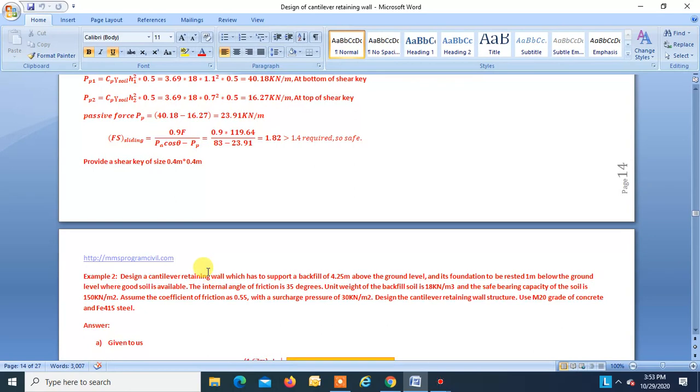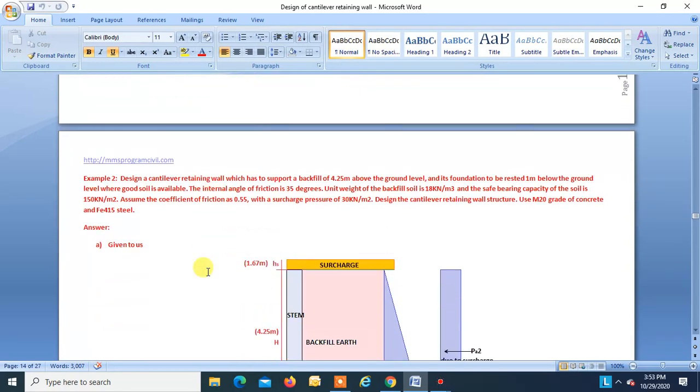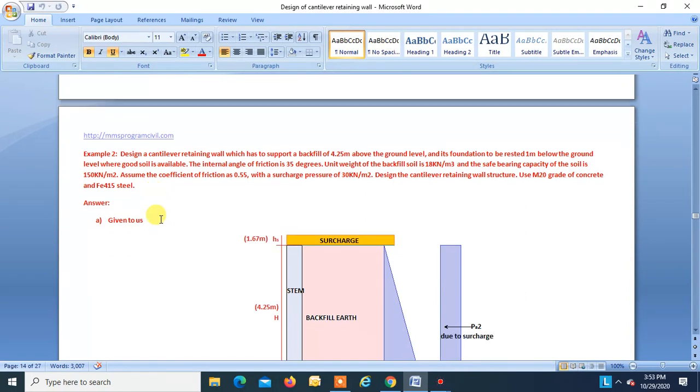Now we will take another example where we will do the complete design, okay? First we will assume the section and also do the design of steel, right?